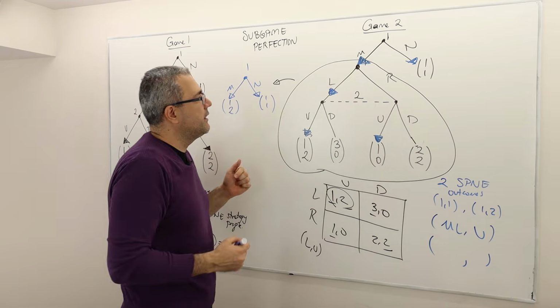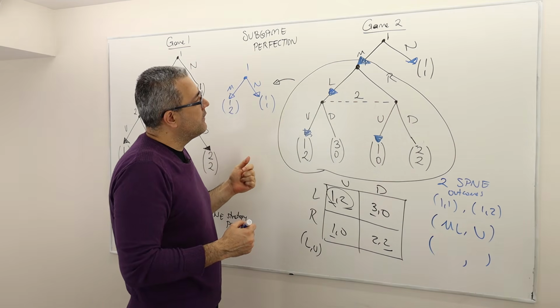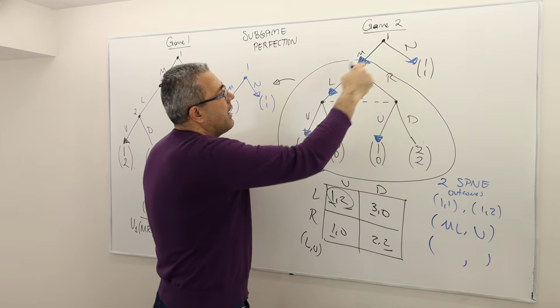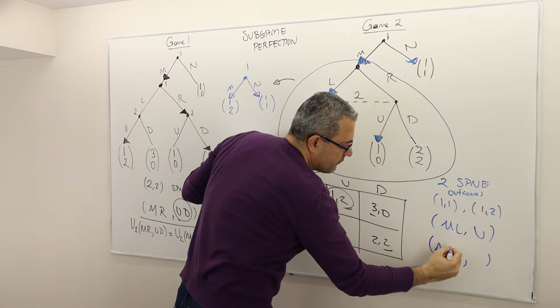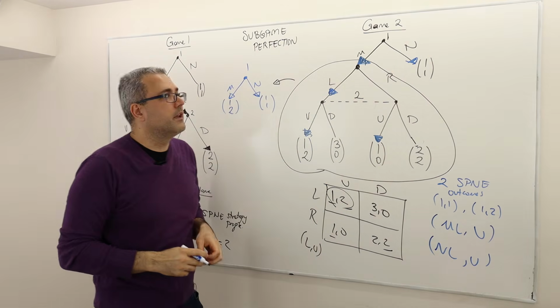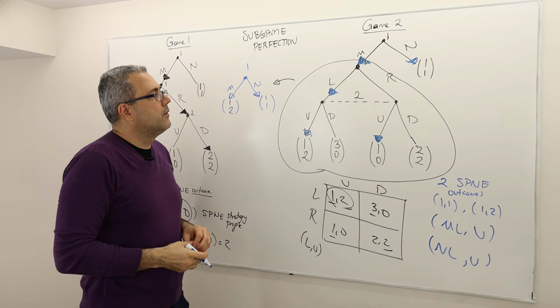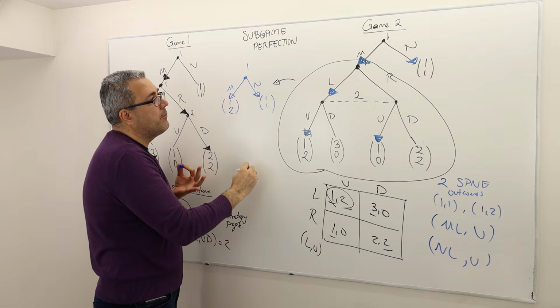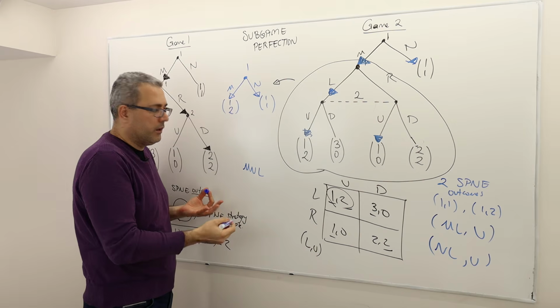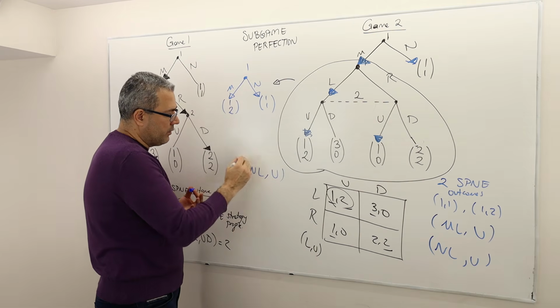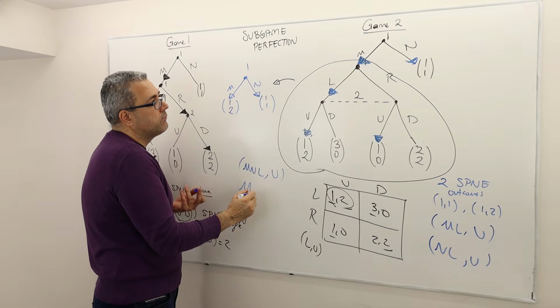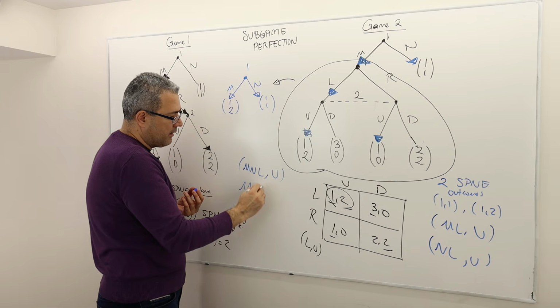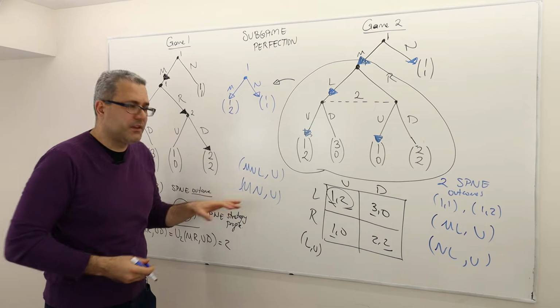The second SPNE is player 1 is playing NL, and then player 2 is playing U, all right? So that's it. Well, we can't have a strategy something like M and L for player 1, or you see what I mean, and U, or MN comma U. So these are not strategies.